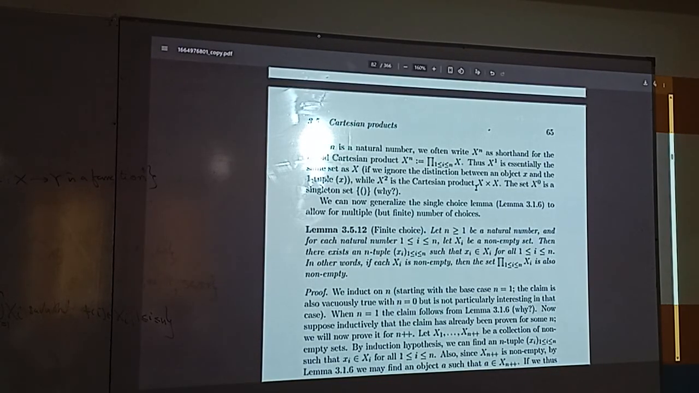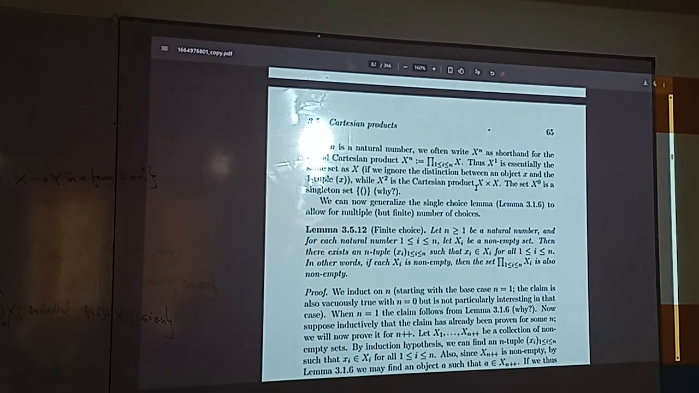Thus x1 is essentially the same set as x if we ignore the distinction between an object x and the one tuple x. x2 is the Cartesian product x cross x, like we say R2 is R cross R. R3 is R cross R cross R, three times. The set x0 is a singleton set, within braces you have the zero tuple or empty tuple.